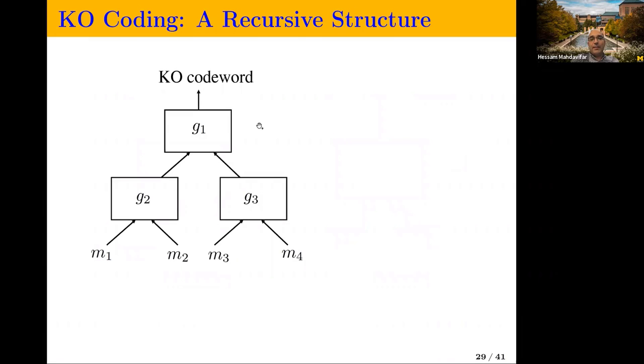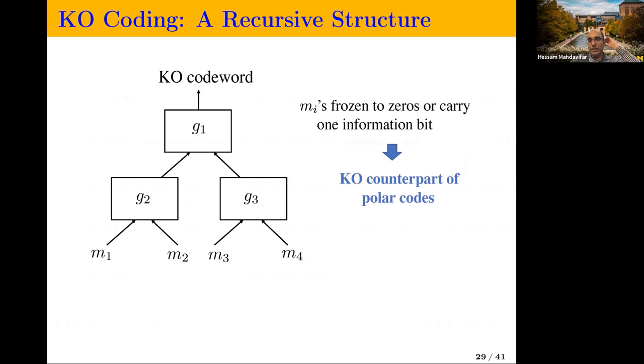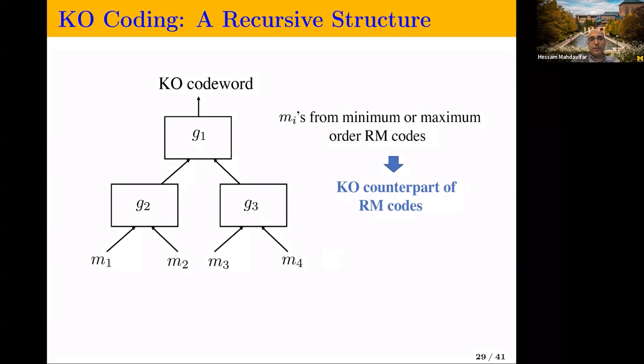And we can also extend that recursively. So for example, we can have this G1 here, and G2 and G3, and these Mis could be, for example, information bits, or they can come from another code, okay? So if Mis are frozen to zeros or carry one information bit, that's like a counterpart of polar code. So KO codes, we can construct them as a counterpart of polar code or as a counterpart of Reed-Muller codes. If we pick, for example, Mis from certain minimum or maximum Reed-Muller codes, for example, Mis could come from an order one Reed-Muller code, then that way we can construct counterparts of Reed-Muller codes.